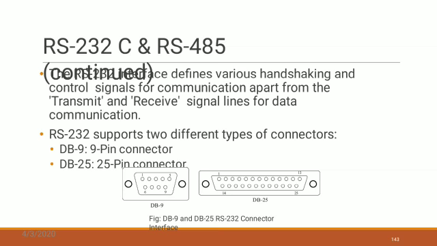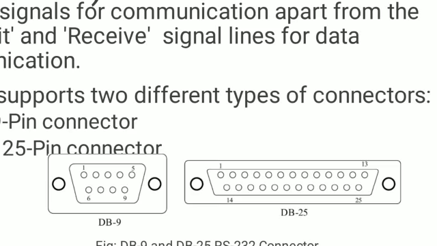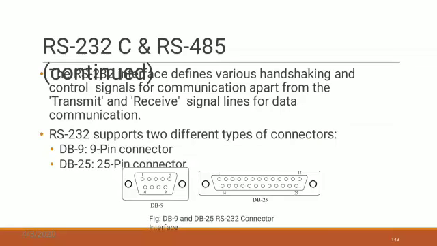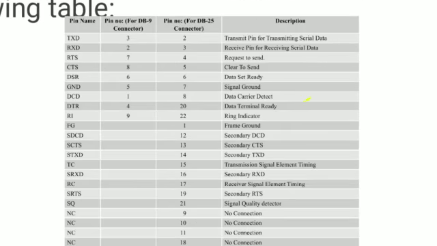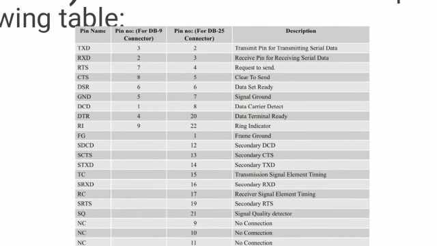Now this RS-232 supports two different types of connectors, DB9 and DB25. Now these connectors you can find in the older PCs, even in a few of our PCs which are present in our college. You can check out. If you are interested, you can just pull the CPU outside and you can see these connectors at the back side of the systems. Along with the USB, you can see these DB9 and DB25 connectors. So these are some of the pins of this DB9 and DB25. No need of remembering all these pins, but you should have some rough idea what they mean. For example, the TXD is the transmit pin for transmitting serial data.